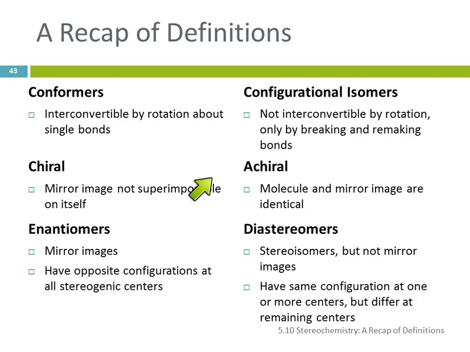Then we have chiral versus achiral. A chiral molecule, the mirror image is not superimposable on itself. An achiral molecule, the molecule and the mirror image are identical. Enantiomers are mirror images. They have opposite configurations at all stereogenic centers. Diastereomers are stereoisomers, but they are not mirror images of each other. They're going to have the same configuration at least one center and differing configurations at the other centers. Any questions about the definitions?